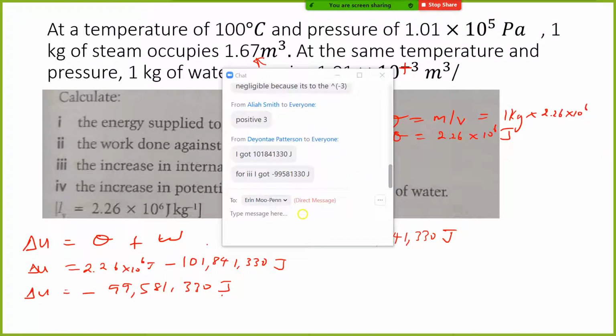Exactly. Right? That is what I'm getting here now.